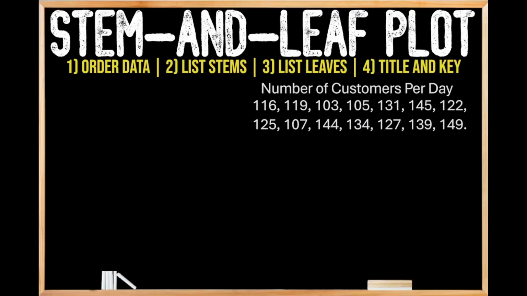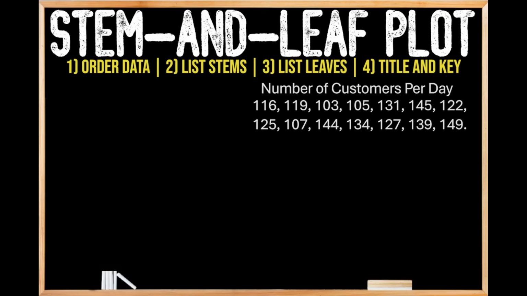Today we're going to be looking at how to create a stem and leaf plot. A stem and leaf plot is a way to show or organize data from least to greatest value. And here we can see that we've been provided a data set, and a local business recorded the number of customers that visited the store each day for 2 weeks.